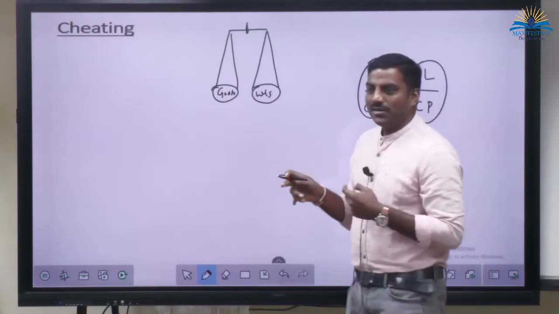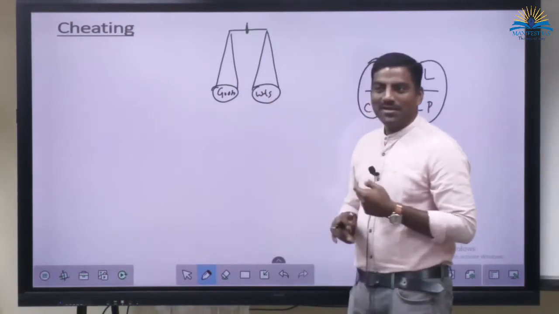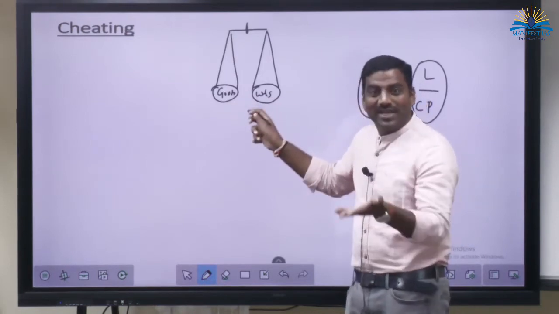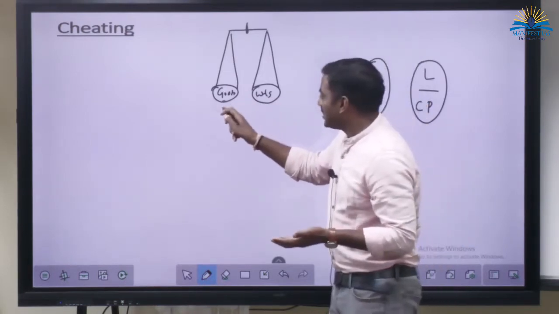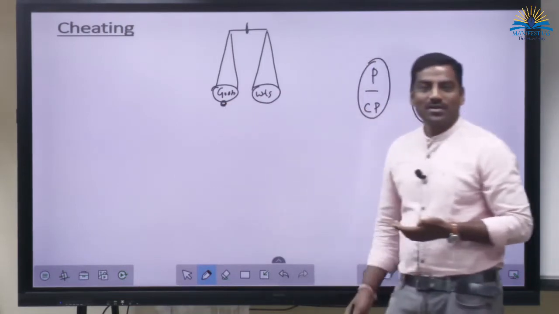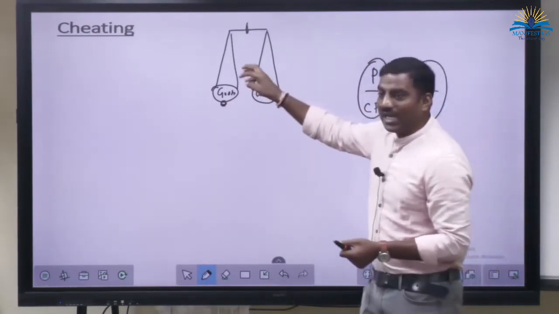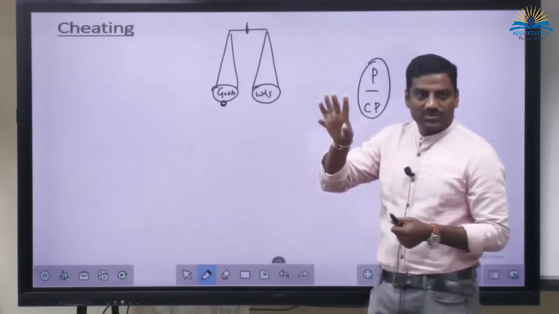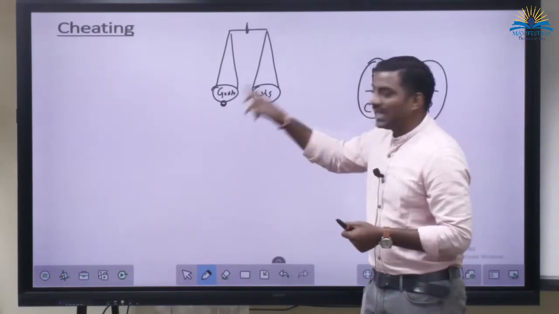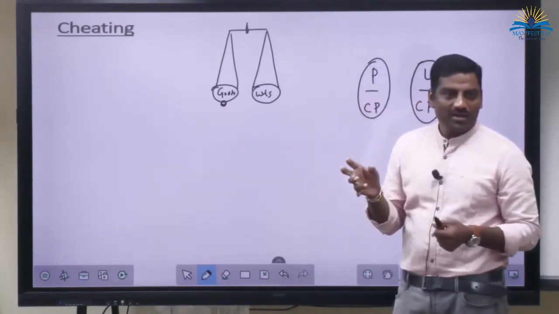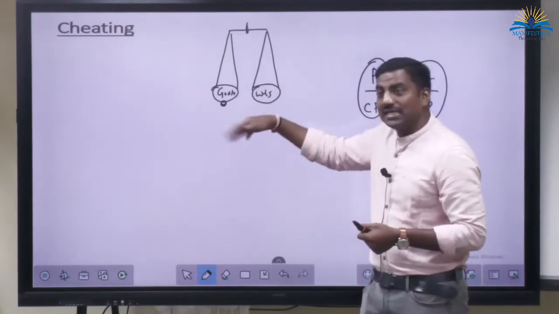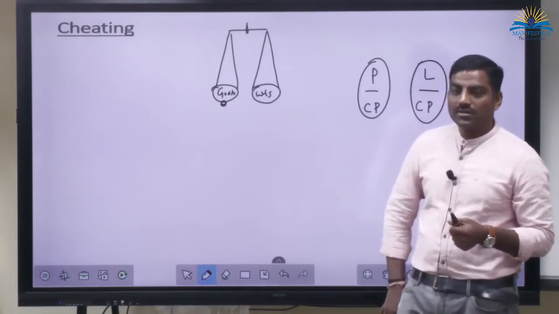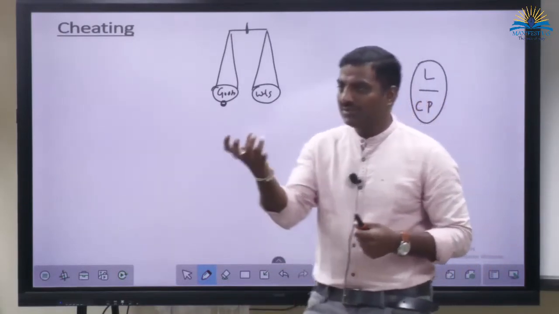Where will you attach the extra weight? Here or here? Right. If you attach it here, you are losing. So they will attach the weights here, that means without giving any goods. For example, a customer wants 1 kg of goods. But if he attaches a 100 gram weight here, without weighing anything he is giving 100 grams. So how many grams will he give for 1 kg? 900 grams. That is how it is. This is with respect to weight.